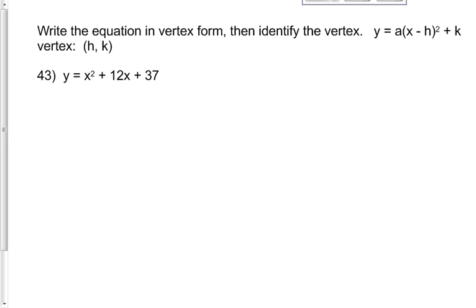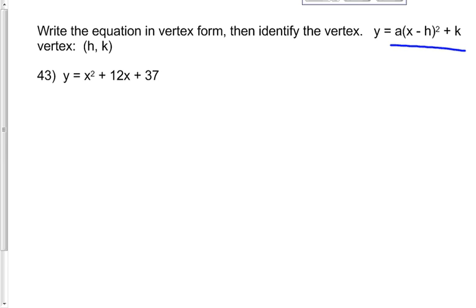Question number 43, write the equation in vertex form and then identify your vertex. Y equals x squared plus 12x plus 37. Okay, so we want to try to write this equation in vertex form. Now remember, when we started this chapter, we looked at our three formats for parabola. The vertex form we're looking for is y equals a(x minus h) squared plus k.